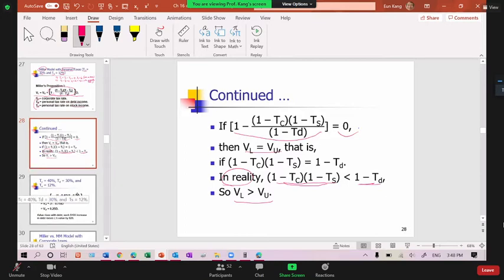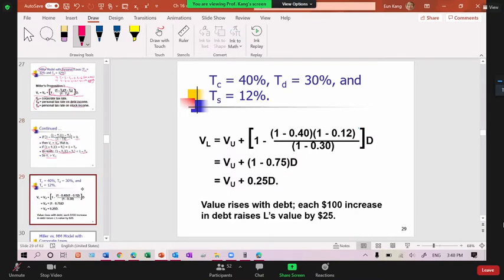So when we apply reasonable numbers, TC 40%, TD 30%, and TS 12%, this is just one example, right? Then VL is VU plus not TCD, but 0.4D in the second paper, right? TC is 40%. But this is 0.25D, more like a real life case. So value rises with that. Each $100 increase in debt raises value by $25, because 100 times 0.25 is 25.